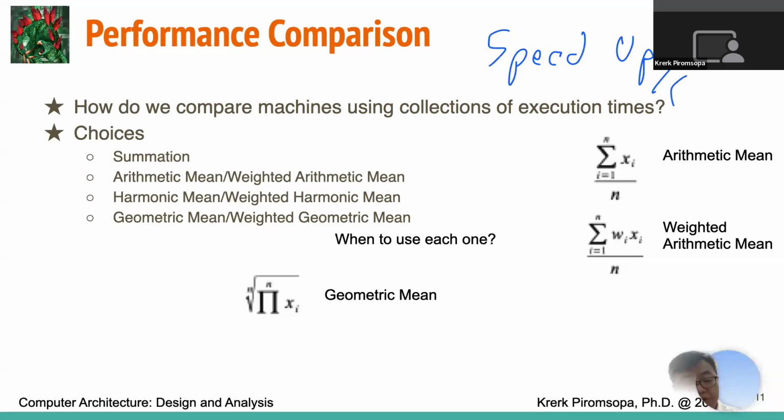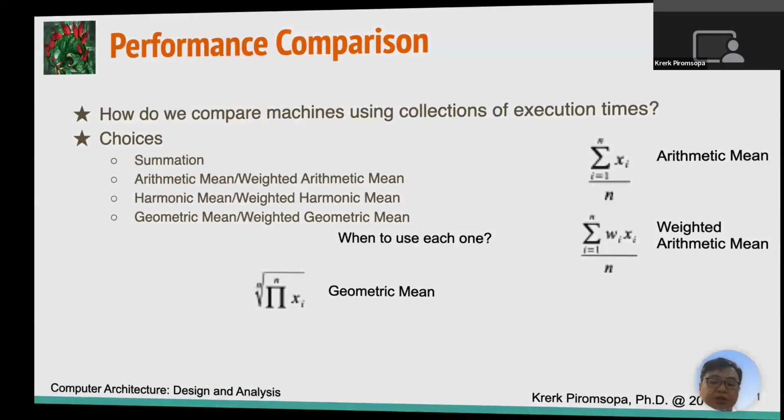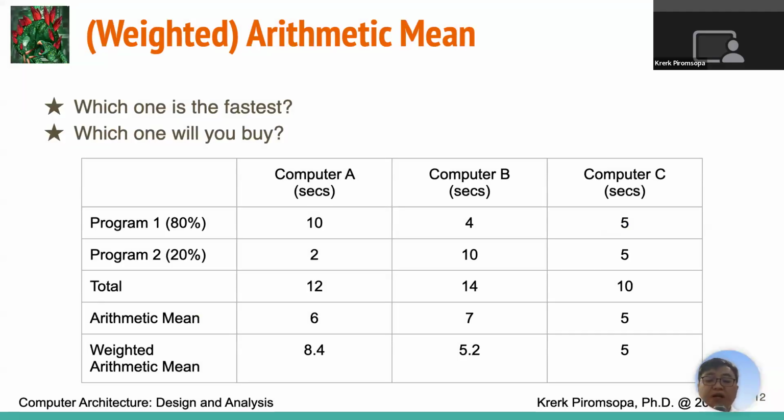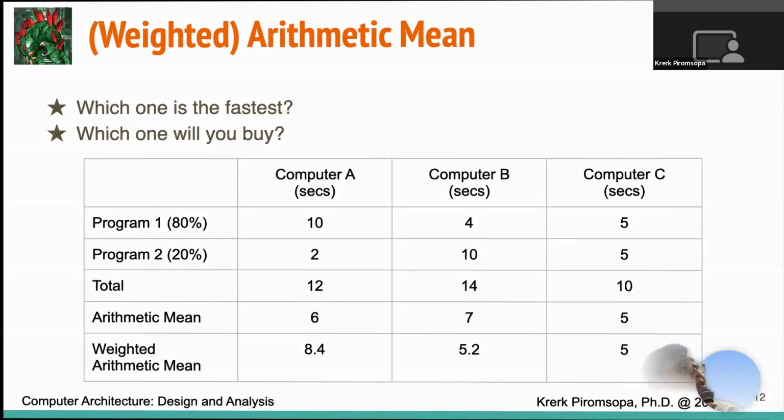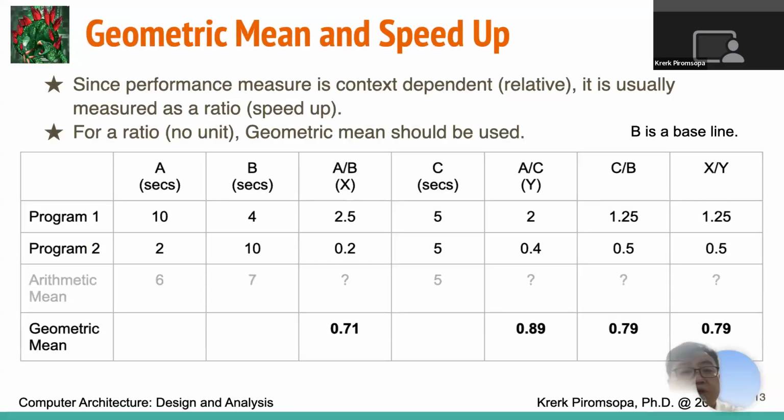This is a ratio. So to calculate the average, we have to use the geometric mean because this is a ratio, there is no unit at all. All right, so we go with geometric mean. And we have learned that if you run several benchmark comparisons, let me try to move this thing out.